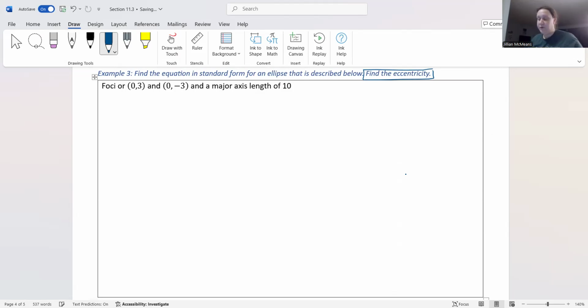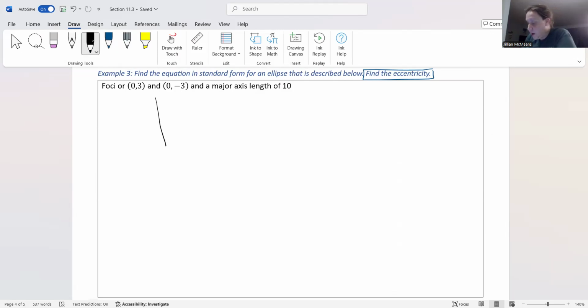Now, we are told that we have foci at (0, 3) and at (0, -3), and we have a major axis length of 10. So what I would do is start with a little sketch, because we need to figure out, are we vertically oriented or horizontally oriented? And the foci tell us, because the foci have to be on the major axis, okay? So let's start with a little sketch.